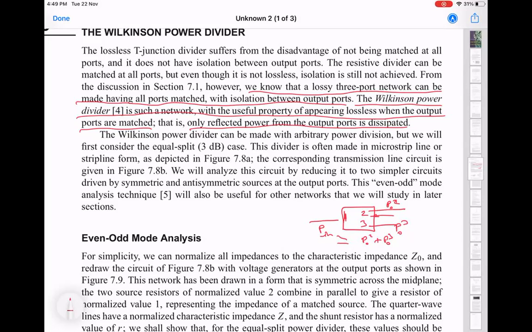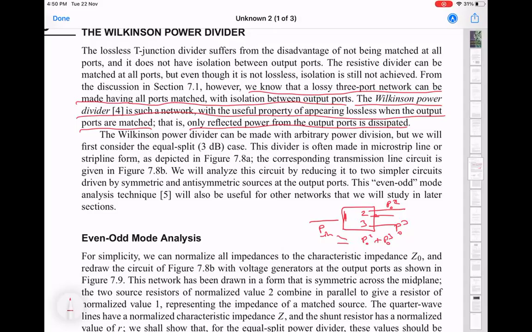Okay. So as a splitter, then it looks perfect, right? Because it's lossless, it's also matched, and it's reciprocal. Well, okay, I guess, yeah, it is reciprocal. But you have to keep in mind that there are other ports involved here, right? So what do I mean by that? It sounds a bit strange. Let me just explain this.